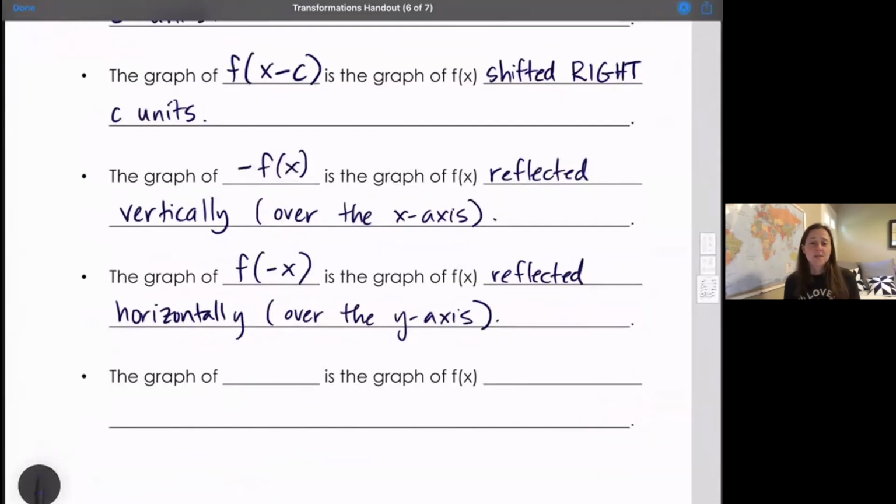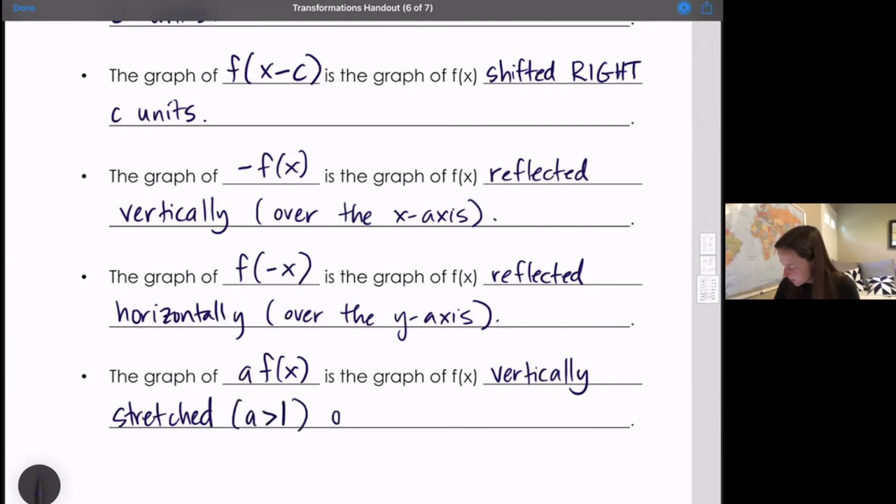All right, our last rule is about multiplying on the outside of a function. So we're going to say a times f of x. Again, we're going to describe this as a vertical transformation. This is the graph of f of x vertically stretched. That happened when a was a big number, something bigger than 1, or vertically shrunk. And that's going to be if a is a small number between 0 and 1.